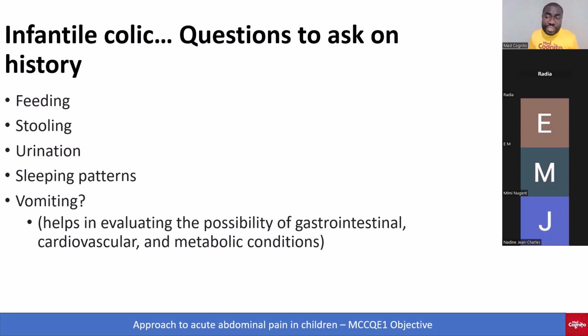Well, we said that intussusception will present with, look at the wording, sausage-shaped mass. So when you see some of these words, they are buzzwords, and they must be directing you as a detective. You must also ask about urination and sleeping patterns of the child. Is the child vomiting? Because it helps in evaluating possible GI, cardiovascular, and metabolic conditions.